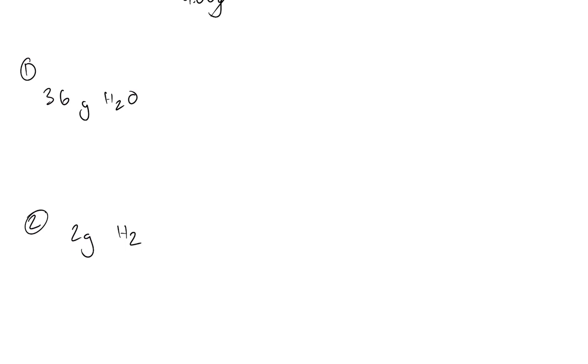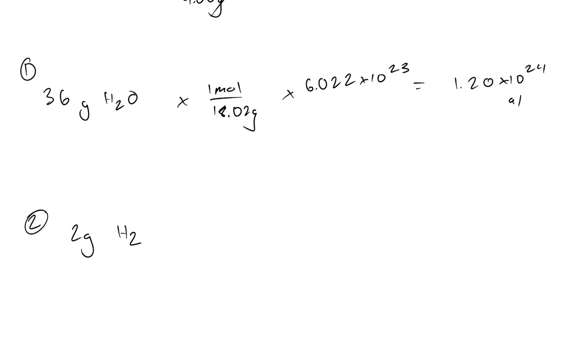But when you come back, you'll see that for the first problem, the molar mass of H2O is 18.02. So we go times 1 mole over 18.02 grams. And then we multiply it by Avogadro's number. And we're going to be left with 1.2 times 10 to the 24 molecules, or atoms, whichever you want to say.